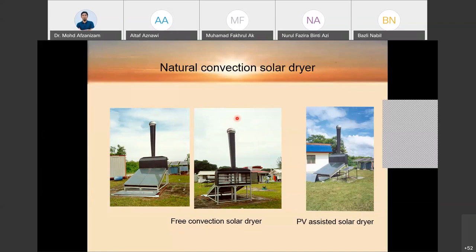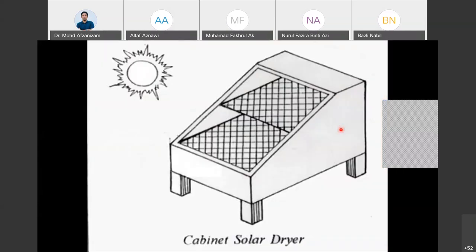Okay. So some of the researchers will try to embed this kind of solar PV accessory in the dryer, to assist maybe a fan, blower, or fan to suck the air. To ensure that they can have a better volume of air entering the system so that it can enhance the drying rate in the system. Okay, so this is a sample of the case.